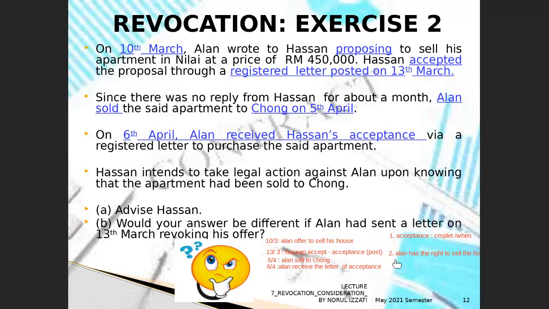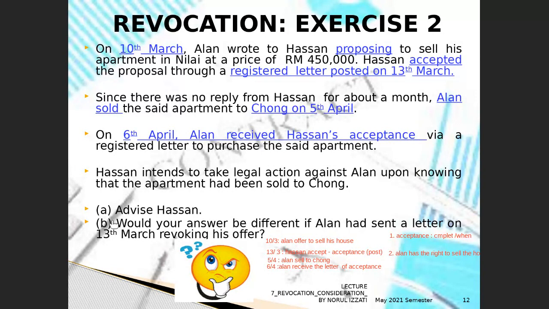If you have this kind of scenario, what happens at the end? You can see that if Hassan wins the legal action against Alan, he may get back the property. That means Alan has to return the money to Chong, so Chong will not be able to get the house, because originally Alan already had the complete contract with Hassan. Okay, so that is the issue.